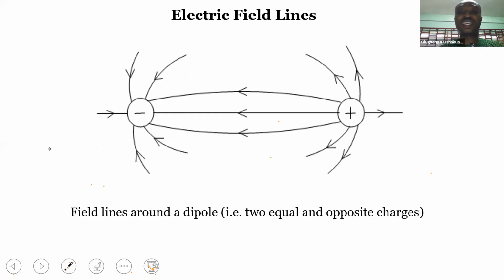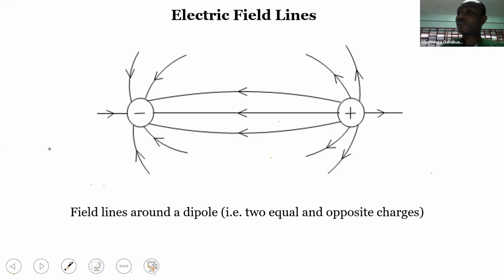But what happens if they are opposite charges? Just like we have in this diagram, you can see that the positive charge still has the lines radiating outwards, while that of the negative charge is still coming inwards. But in this case, the line is originating from the positive charge and terminating in the negative charge. So they are unlike charges, and this is expected.